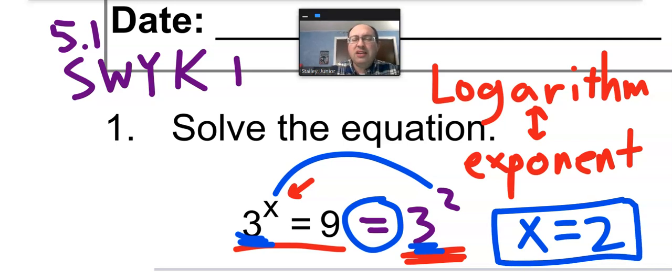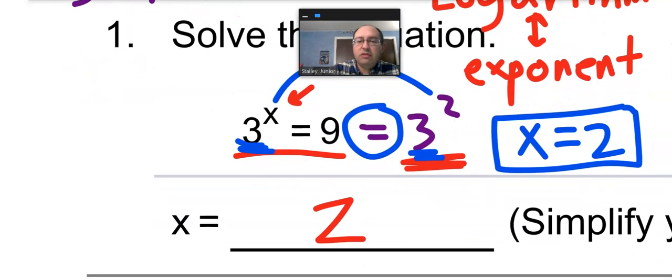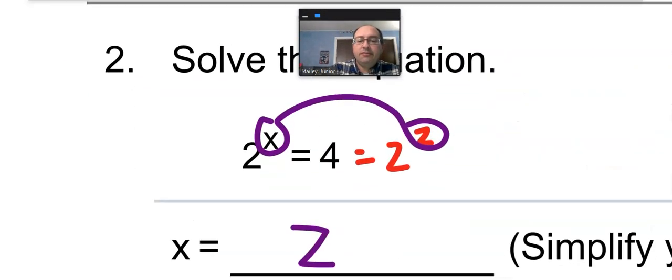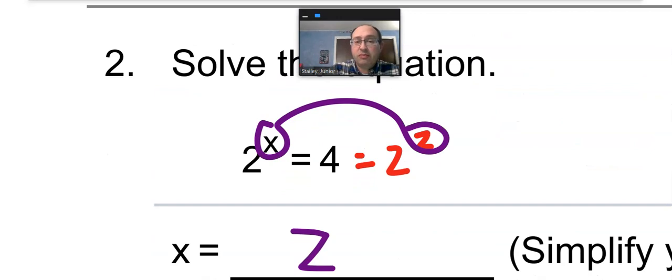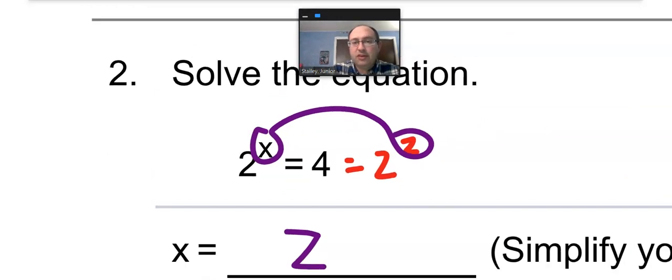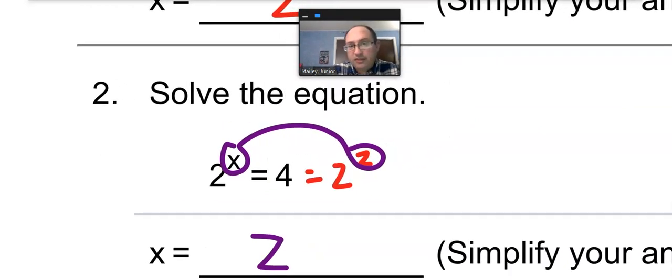Now, why do they use the word logarithm and not just exponent? Great question. I don't know. I should really look that up sometime. It seems like it's just a good way to confuse everybody. Sometimes math people like doing that. Just make something up so that it confuses the world.